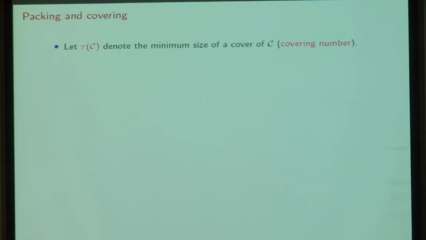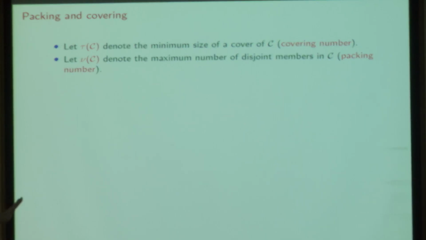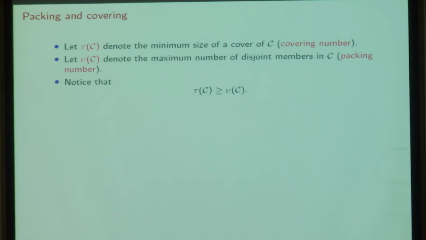Just to look at general clutters, we have a clutter C. The minimum size of a cover is denoted as tau of C, which is called the covering number. The related notion is the packing number, which is the maximum number of disjoint members. Now there's a nice relationship: the covering number is always lower bounded by the packing number. That's because if you have disjoint members, to intersect every single one of them, you need at least one element from each of these sets. That's why we have this inequality. But in general, the inequality is strict.